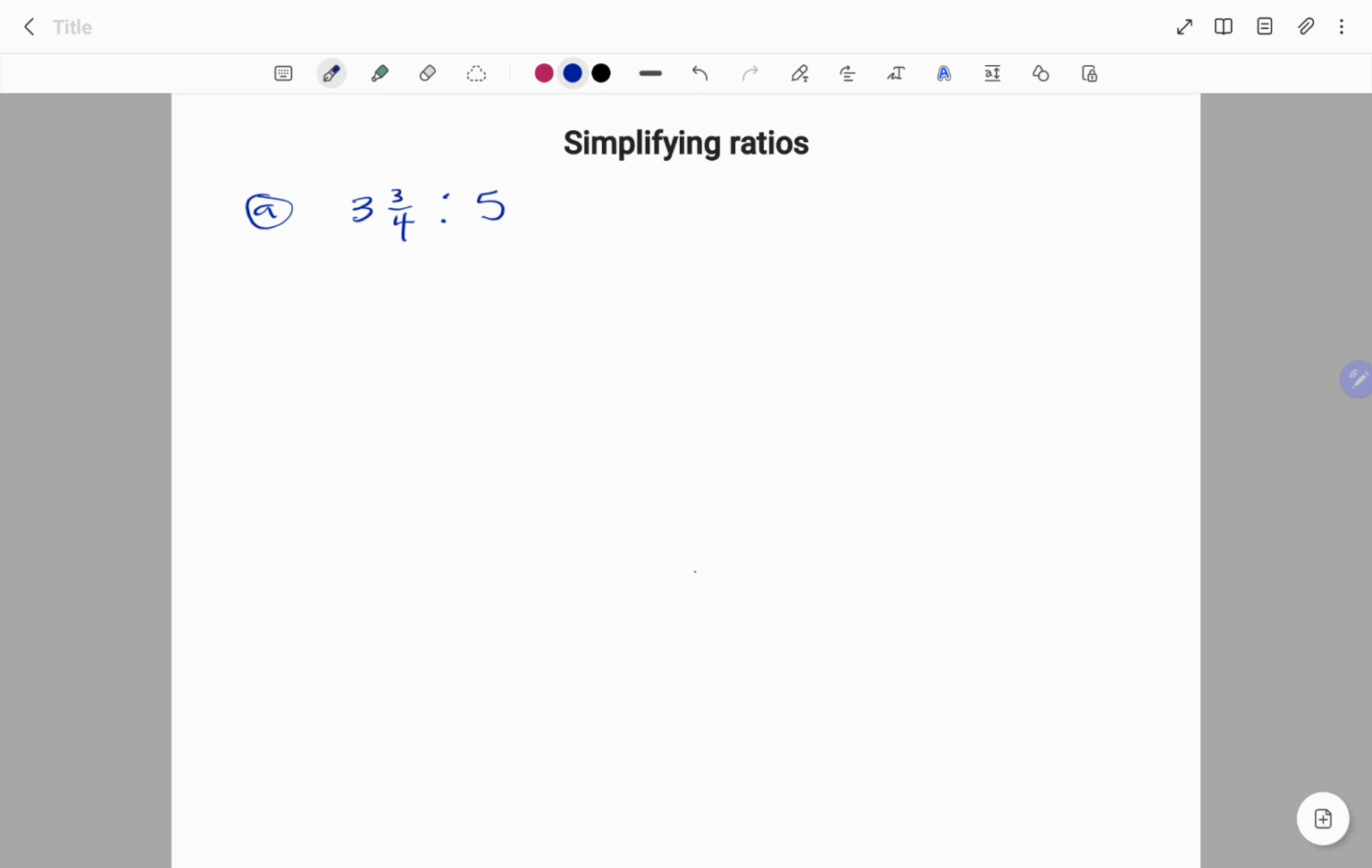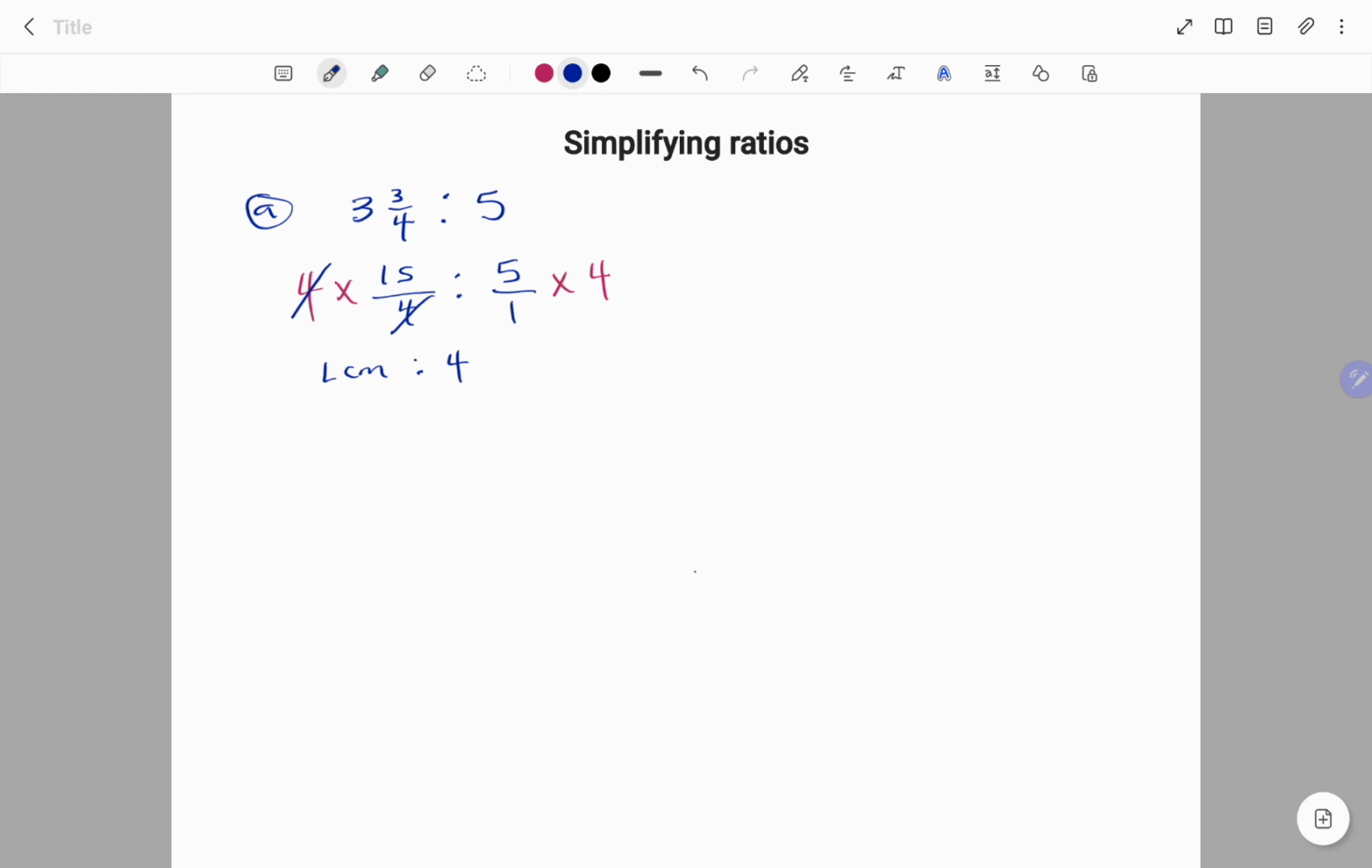We have 3 times 4, which is 12. 12 plus 3, we have 15/4 is to 5. Remember, any whole number is over 1. The LCM for 4 and 1, which is the denominator, is 4. So we are going to be multiplying each side by 4. Remember, whatever you do on your left, you do on your right. 4 here, 4 times 1, and 4 here times 1.